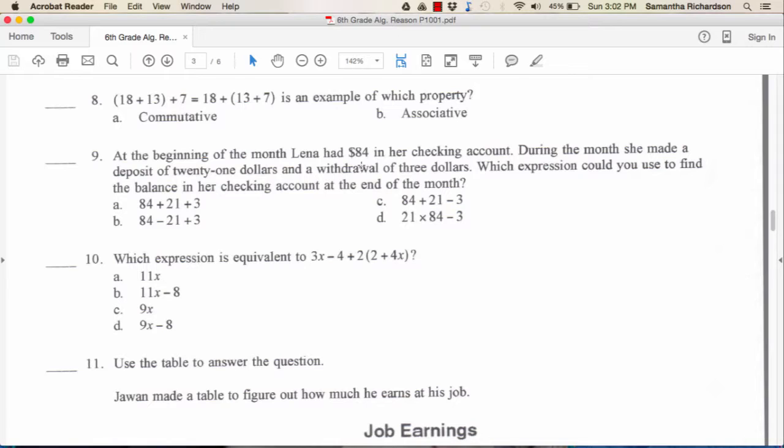Question 8. Parenthesis 18 plus 13 parenthesis plus 7 equals 18 plus parenthesis 13 plus 7 parenthesis is an example of which property? A. Commutative. B. Associative.